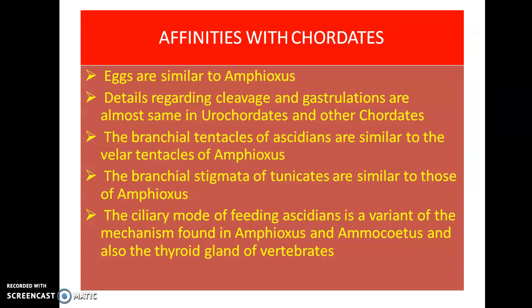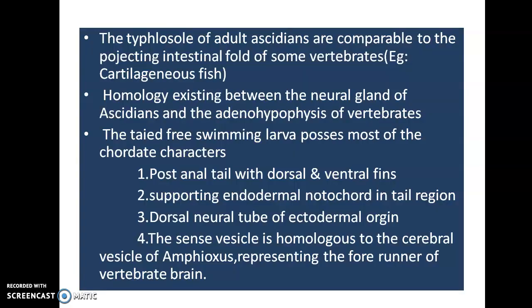We know that in Urochordates the ciliary mode of feeding is found. The ciliary mode of feeding is somewhat related to the mechanism of feeding which is already found in Amphioxus as well as in the Ammocoetes larvae. Apart from that, the thyroid gland of vertebrates is very similar to the thyroid gland which is present in Urochordates, right? Then the typhlosole. The typhlosole of adult Urochordates is somewhat comparable to the projecting intestinal fold of some vertebrates, like cartilaginous fish.